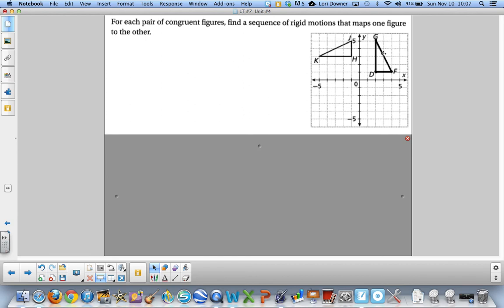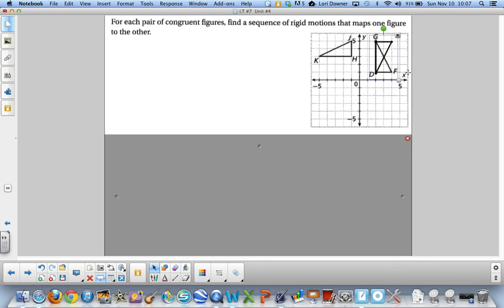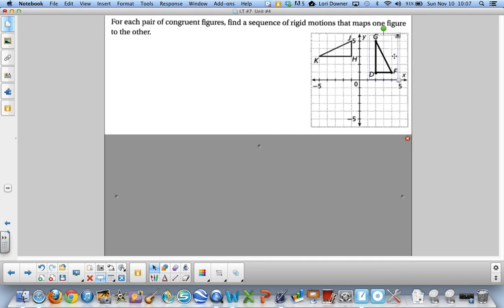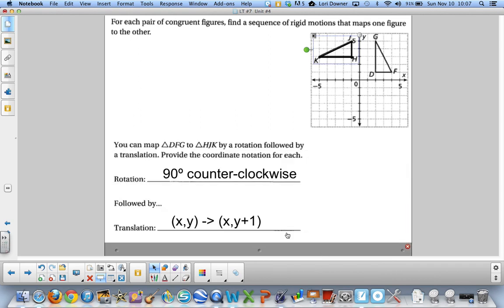Okay, when I look at this one, obviously just a simple translation is not going to work. If I look at reflecting this one, that's not going to work. So what I'm thinking is that this guy seems to have some kind of rotation to it. That right there would be a 90-degree rotation. So what happens here is I've got a 90 degrees counterclockwise rotation.